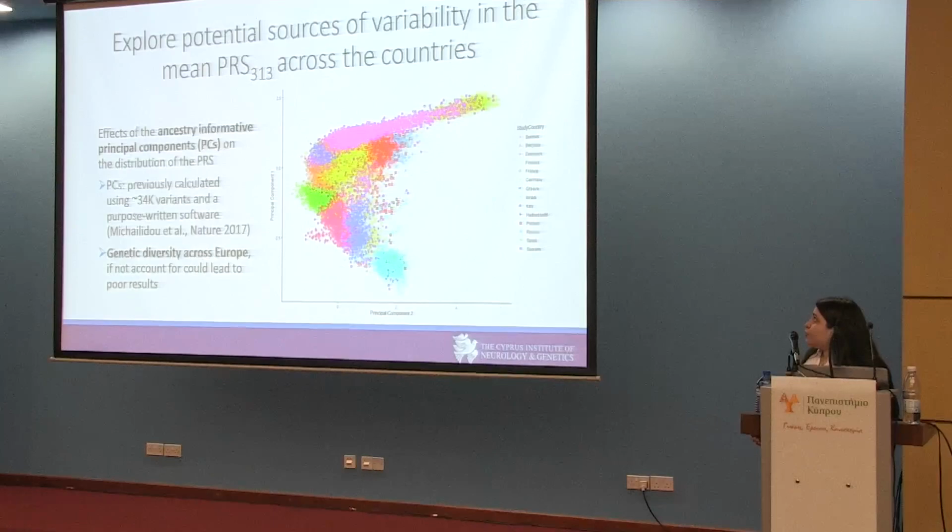Then we aimed to explore potential sources of variability in the mean PRS across the different countries. So we have explored the effects of the ancestry informative principal components. Principal components were previously calculated by Michailidou et al. 2017. Here we have plotted the first two ancestry informative principal components. Individuals from the same country are plotted with the same color and shape. So as you can see, individuals from the same country are plotted together, and this plot shows that there is genetic diversity across Europe, and if it's not appropriately accounted for, could lead to poor results.